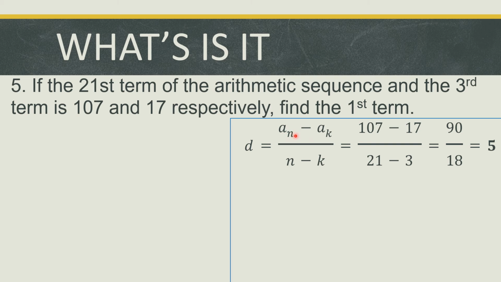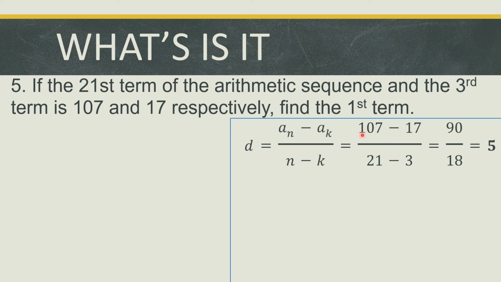Yung value ng n dito is yung last term na nabanggit, which is 21. And ang value ng k dito ay yung maliit na term na nabanggit o yung naunang term na nabanggit, which is 3. Same here. So by substituting, a sub n is 107 and a sub k is 17, and n is 21 since the given is the 21st term, or 107 is the 21st term, and yung k natin, which is 3, dahil ang given ay third term.